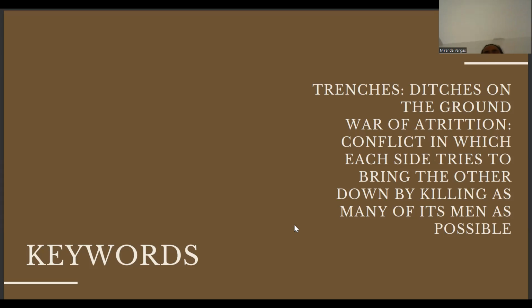And the second concept is the war of attrition. A war of attrition is a conflict in which each side tries to bring the other down by killing as many of its men as possible. This leads to a really violent war and a really bloody tragedy.